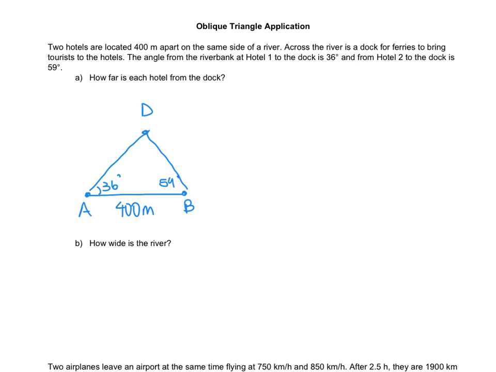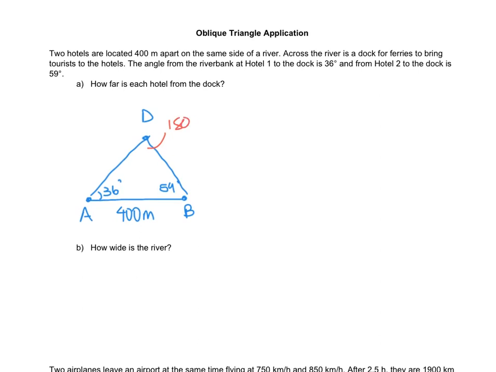Now looking at this, I don't have a full pair and I don't have the cosine law set up. However, I can solve for this third angle by doing 180, subtract 36, subtract 59, so that I get 85 degrees for that triangle. Now I have a nice full pair between angle D and the 400 meters. And I'm just going to label across from angle A is side A and across from angle B is side B. So I'm just going to start off with angle A and side A.